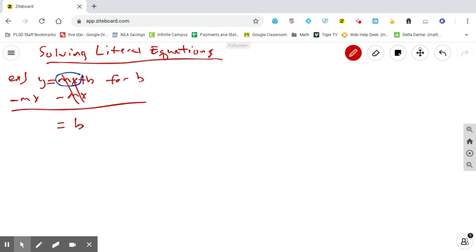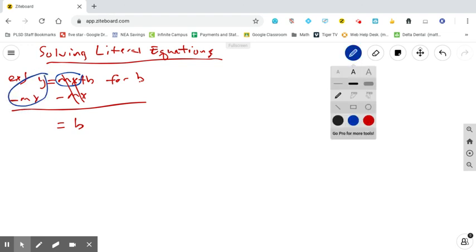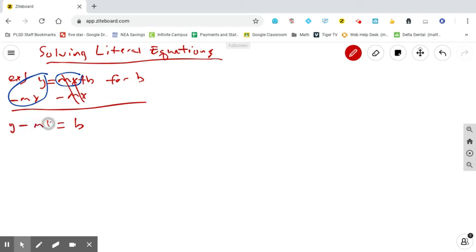Over here on the left side, I cannot combine those two in any way. Combining these two will only get me one expression over there, but it's not like one term. All I can do is write what it says, y minus mx. I cannot combine them. I have b all by itself. I'm done. If I solve that equation for b, I get y minus mx.